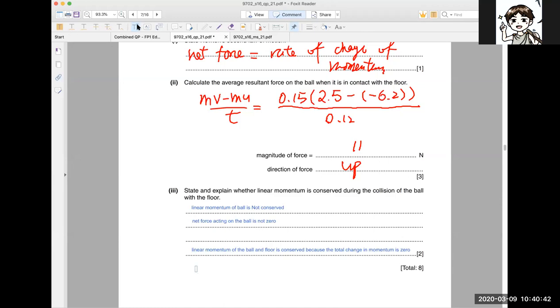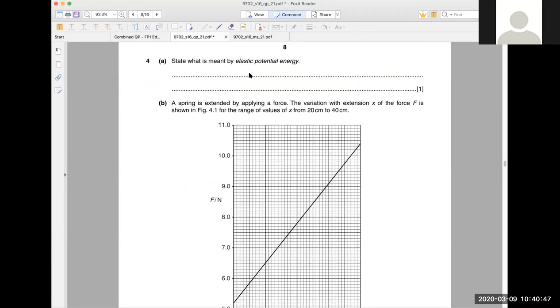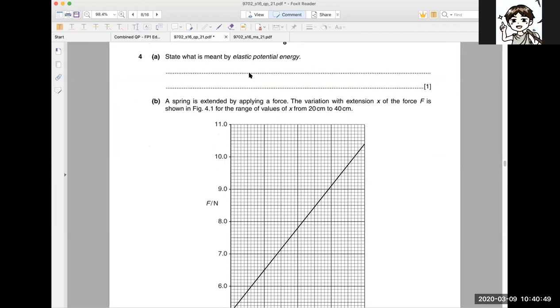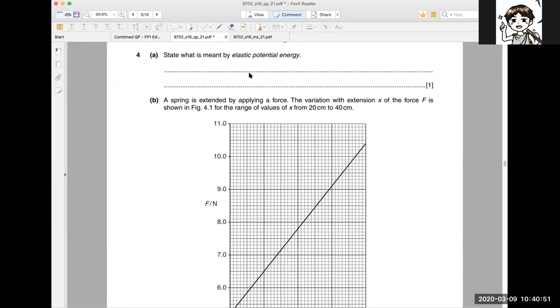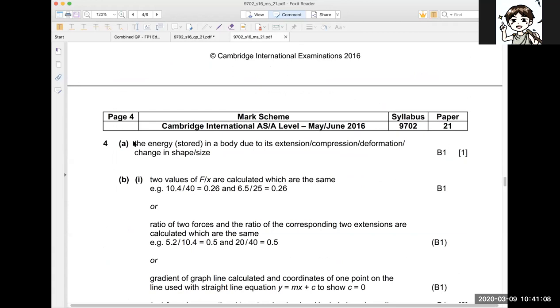Okay, we just leave this question. I hope. Okay. Next one, what is meant by elastic potential energy? It is the energy stored in a spring when it's extended or compressed. Yeah, so let's have a look and then you remember the answer.